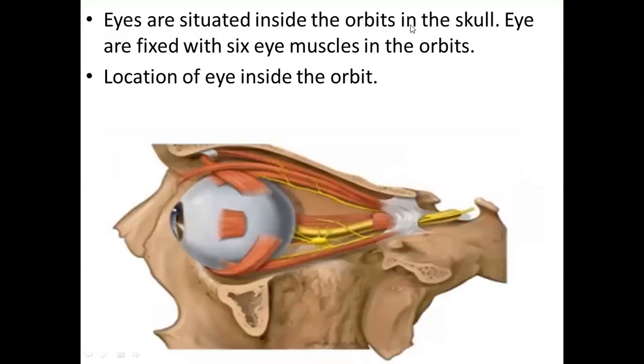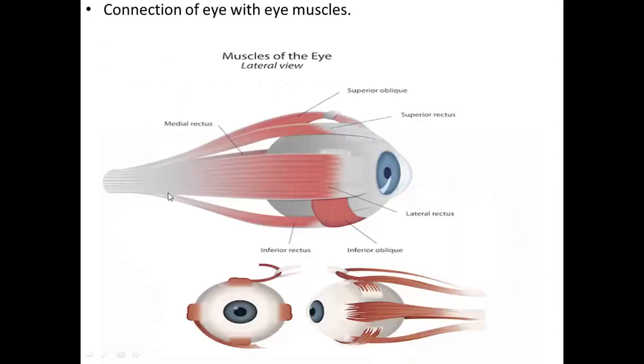Eyes are situated inside the orbit in the skull. Eyes are fixed with 6 eye muscles in the orbits. Like this, there are 6 eye muscles connected to the orbits. The location of eyes inside the orbits is like this: 1, 2, 3, 4, vertically 4, and like this there are another 2. Altogether there are 6 eye muscles. The connection of eye with the muscles is like this, right? Only this is enough to write.